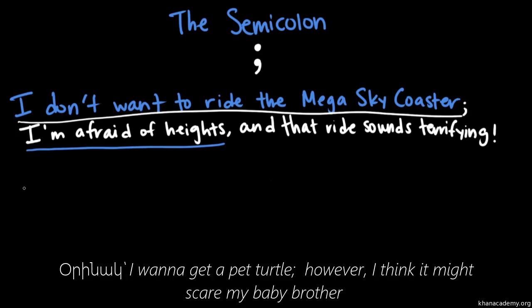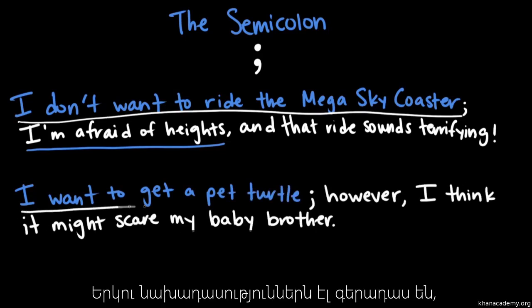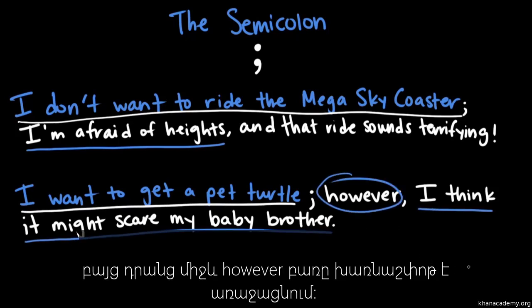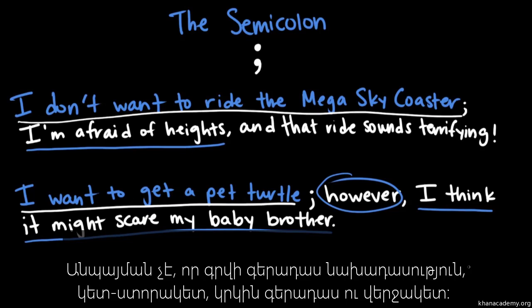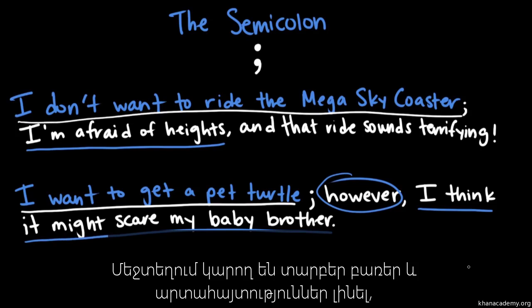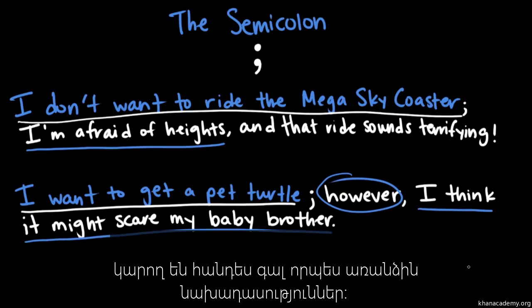One example of this would be, I want to get a pet turtle; however, I think it might scare my baby brother. This is an independent clause, and so is this, but the however in between the two of them can make things a little bit confusing. That's why it's important to note that you can have a semicolon followed by an introductory adverb or a transitional phrase. It doesn't just have to be independent clause, semicolon, independent clause, period. You can have other clauses and phrases and words in there, as long as the things that you're linking together can stand on their own as individual sentences.